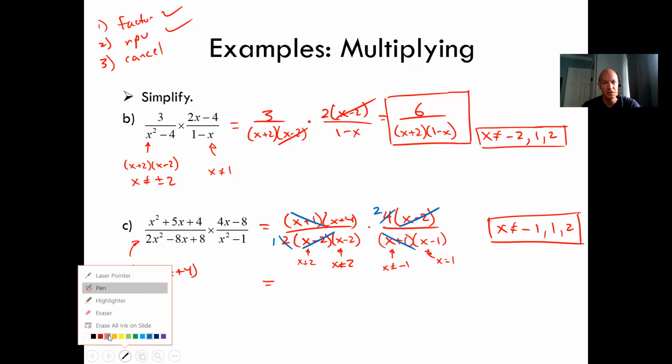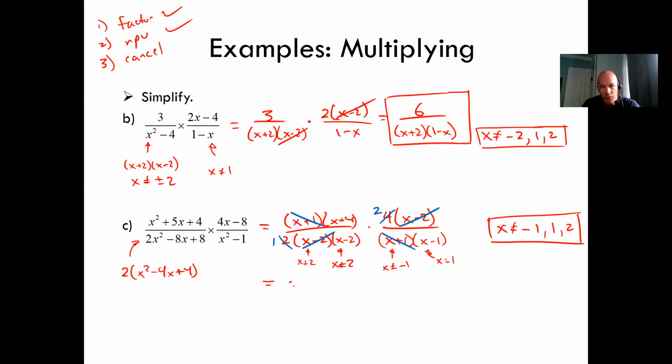So what this simplifies down into is on top we have 2, x plus 4 is still remaining, and then we have x minus 2 and x minus 1. And again, I'm okay if you stop right there. You could multiply the 2 in on the numerator, but I'm not going to worry about it.